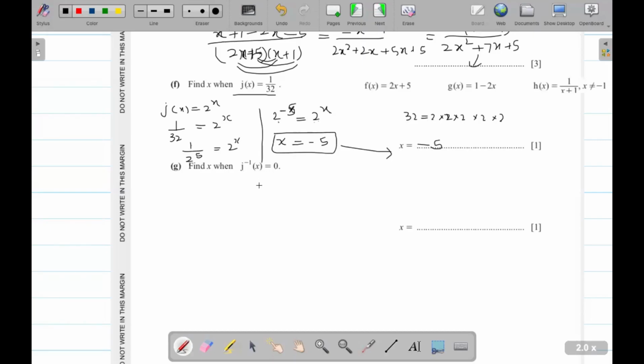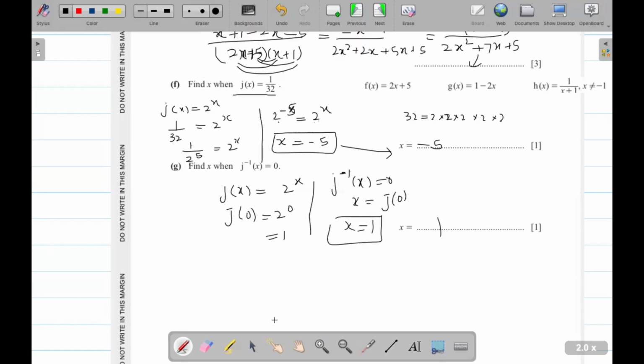Next is g inverse of x equal to 0. We can write g of x equal to 2 power x, and we write g inverse of x equal to 0. We can write x equal to g of 0. When we shift this g inverse from left to right side, this becomes x equal to g of 0. Look here, g of 0 will be equal to 2 power 0. This is equal to 1. Therefore, x equal to 1, and this is the solution.